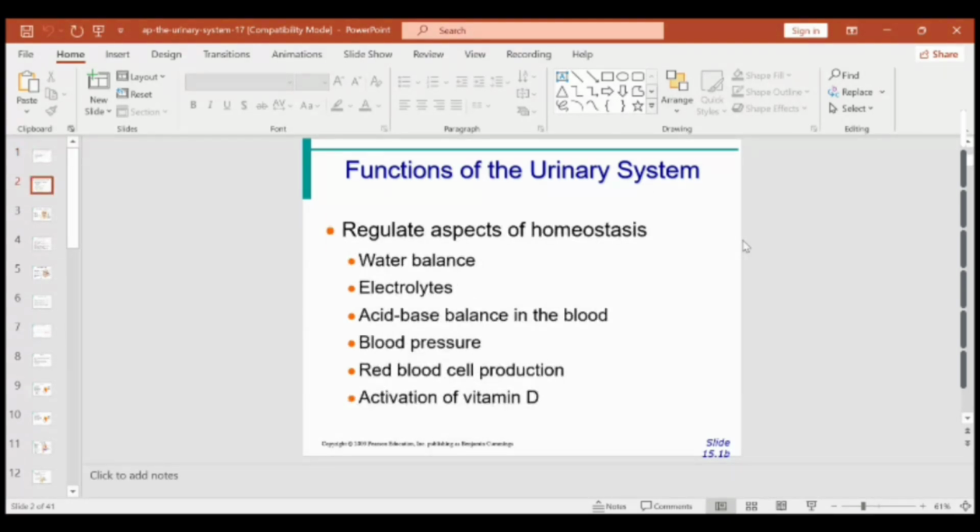Some other functions include an aspect of homeostasis, so that's balancing water in the body. That includes the salinity and osmolarity. It also regulates the electrolytes, mainly sodium, chloride, potassium, and calcium. It has an acid-base balance aspect, and also indirectly regulates the blood pH. The aspect of blood pressure regulation, we handle while reviewing the cardiovascular system. I also talk about blood production and the activation of vitamin D into a hormone, that is 1,25.